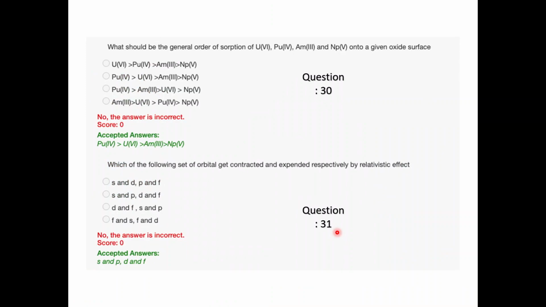The last two questions are, what should be the general order of adsorption of U6+, Pu4+, Am3+ and Np5+ onto a given oxide surface? The order is Pu4+, then U6+, then Am3+ and then Np5+. Which of the following set of orbitals get contracted and expanded respectively by relativistic effect? s and p, and d and f.